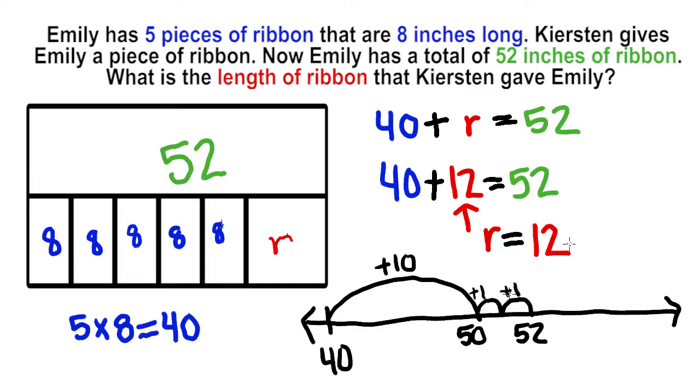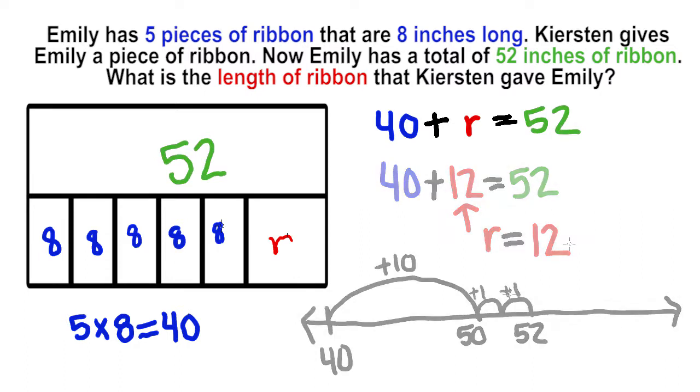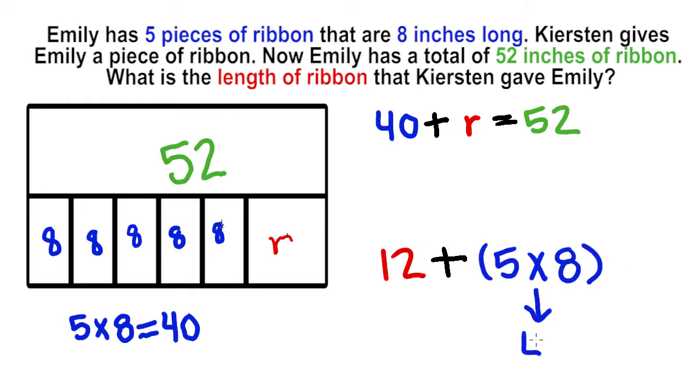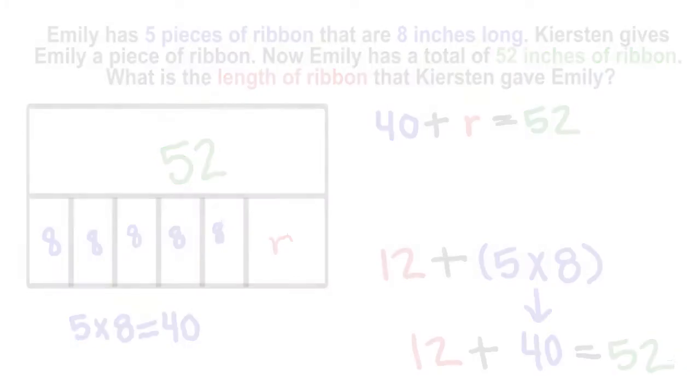It is important for students to assess the reasonableness of their answer to ensure their answer is correct. I can check my work by estimating or by working backwards. This time we will work backwards. First, I will add 12 to 5 times 8. 5 times 8 equals 40. 12 plus 40 equals 52. There was a total of 52 inches of ribbon. So I know my answer was correct.